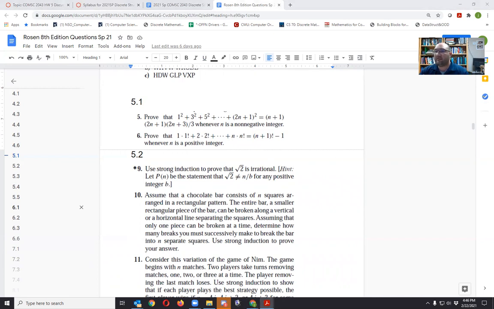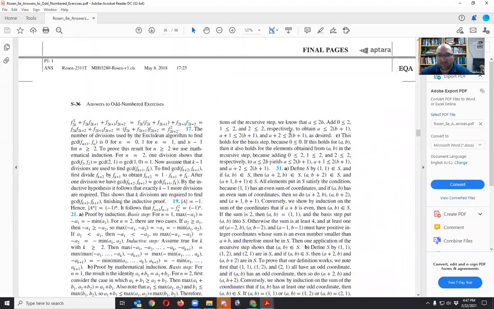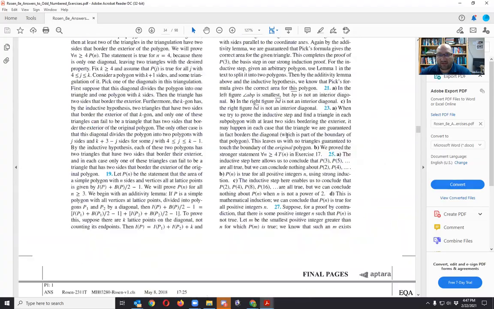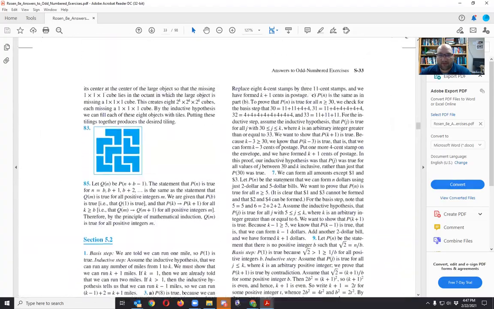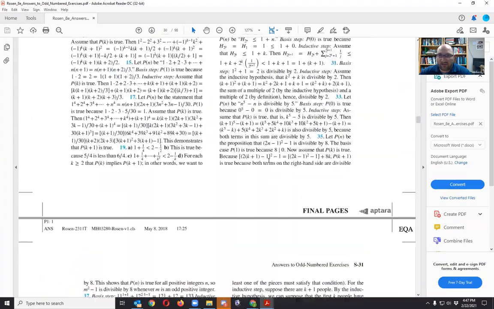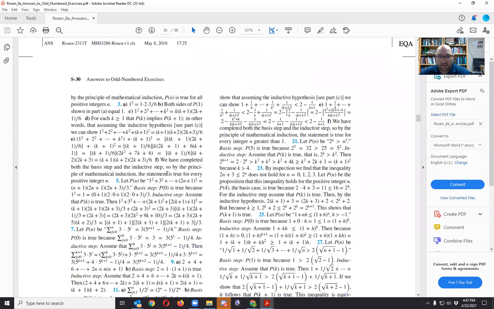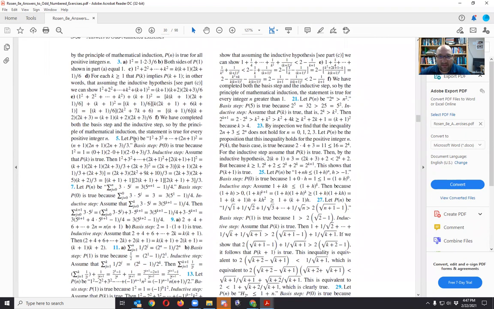So let's just see what they have in the back of the book on this one. 5.1, problem 5. So this is, I think, a recursive proof. We'll find out. 5.1, there we go. Question number 5. Let P of n be that, okay, so this is what we're going to try to prove.